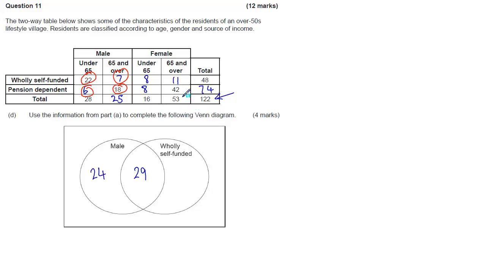Now for females, wholly self-funded, we have 19. They've got to go in here. They're outside the male ring, so they're female and they're wholly self-funded. And then these 50 are female, so outside male, but pension dependent, so they're outside of this one as well. So that's going to be 50 out here.